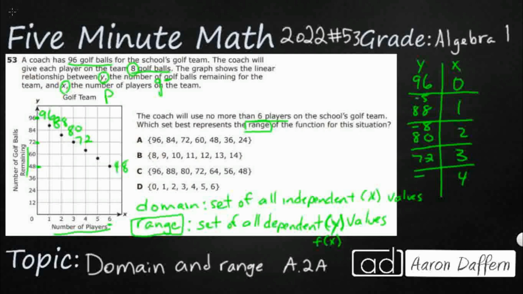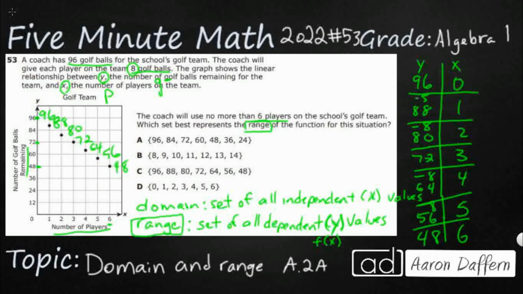4 players on the team, we need to take out another 8. So that's going to be 64. So that's what I've got right there. Another player comes out. Another set of 8 golf balls goes away. That's 56. And then they said the maximum is going to be 6 players. We already know that's 48.